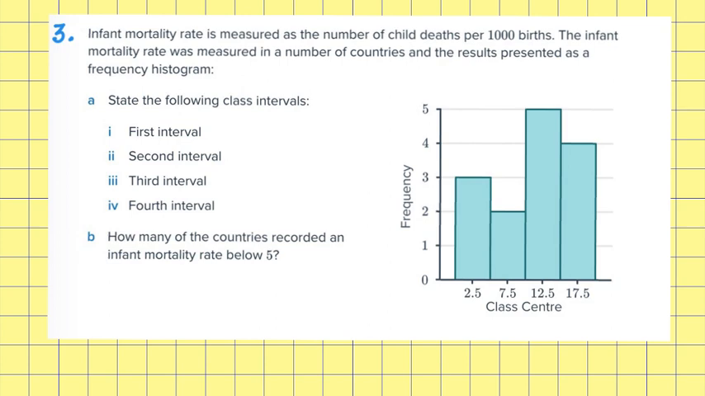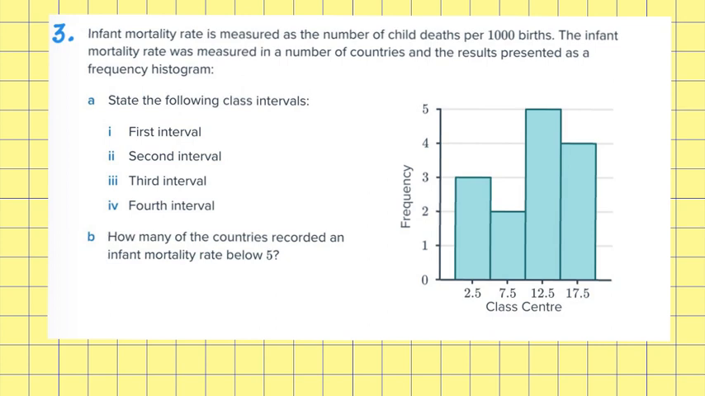Well, if you look at this histogram, we are given the mid value of each bar. We're not given the lower bound and the upper bound. That is what we have to work out. So the first midpoint is 2.5, the second midpoint is 7.5, 12.5, and 17.5. That means there are 5 units between each midpoint. So that means each bar is 2.5 wide either side of the midpoint.